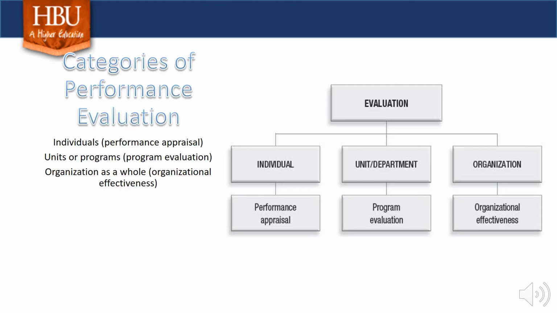We are going to move on from our discussion on diversity to talk about program evaluation. This slide displays categories of performance evaluation. We can think about that based upon performance appraisal or the individual. We can think program evaluation, which applies specifically to a unit or program. And then we can think about organizational effectiveness, which will apply specifically to the organization as a whole. This is also exhibited in 14.1 in your text for further viewing.